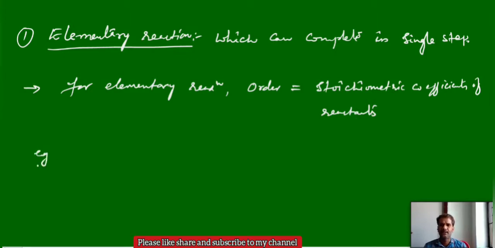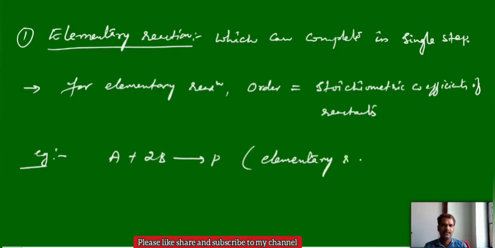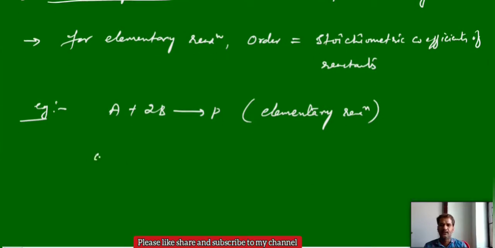Let us take an example here. We have a reaction like this: A plus 2B gives rise to product, and if they mention that it is an elementary reaction, then you can say the order with respect to A is 1. Why? Because the stoichiometric coefficient for reactant A is 1, so we can take it directly. But actually order is an experimental phenomenon, but here if they mention it is an elementary reaction, we can take it directly.